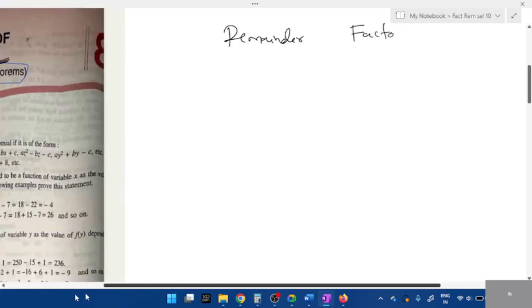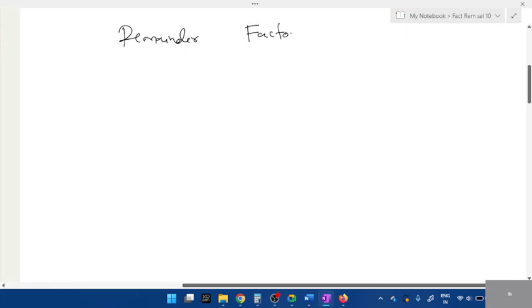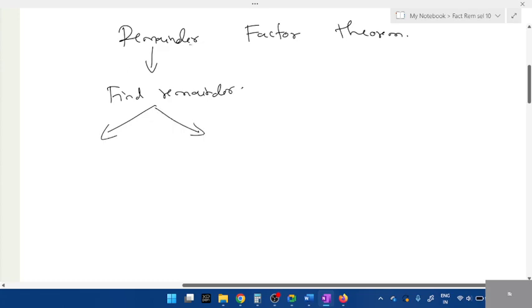Once again, this chapter name is Remainder and Factor Theorem. Remainder means we have to find the remainder. There are two ways to find the remainder. The first one which I showed you is the substitution method. Mostly only this one we use. Remember, only substitution we use. The next one is division.